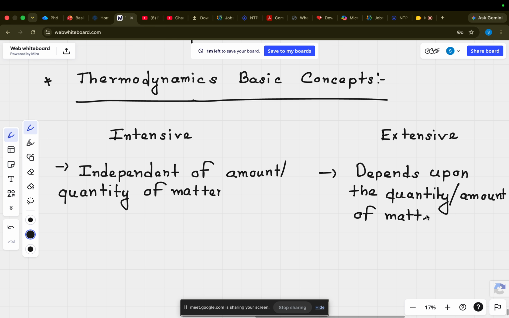Now see how to remember. Basically, at exam time we forget, so how to remember? See, intensive has an I, and independent also has an I, right? So intensive will always be independent, I. Extensive will be the opposite, dependent. Clear? Yes, sir.